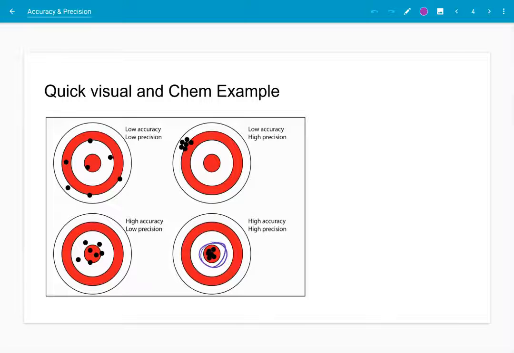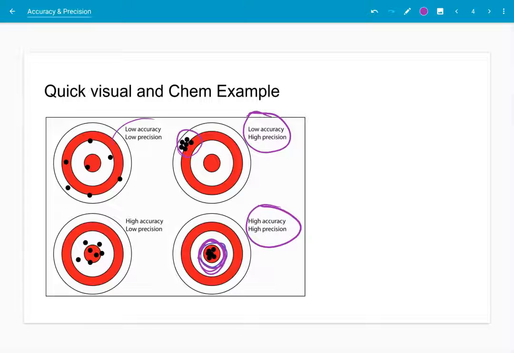So here's just a quick visual. In class, I would love for you to be highly accurate and highly precise. If you're aiming for that target, that would be amazing. But realistically, with the equipment we have, and you're new to a lot of the lab stuff, I'm guessing we're going to get low accuracy, but hopefully high precision because of the equipment we have. Hopefully you're consistent in your abilities.